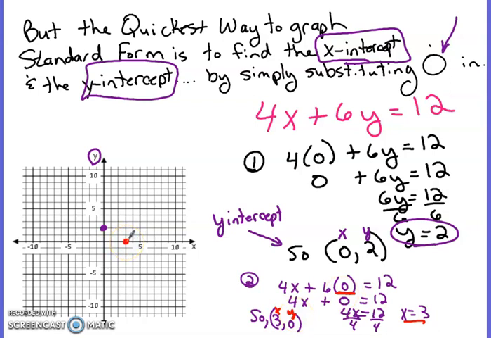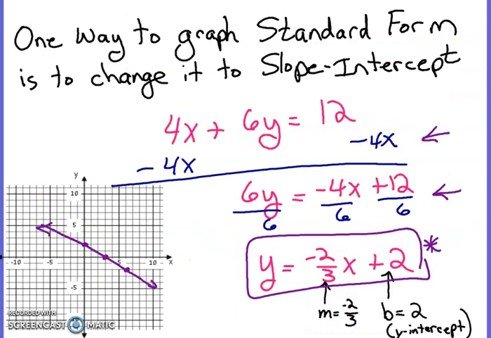Notice this red dot is on the x line. So this is actually your x-intercept, because it hits the x line. And this is your y-intercept because it hits the y line. And then if you graph this line, notice it's the same line as this.